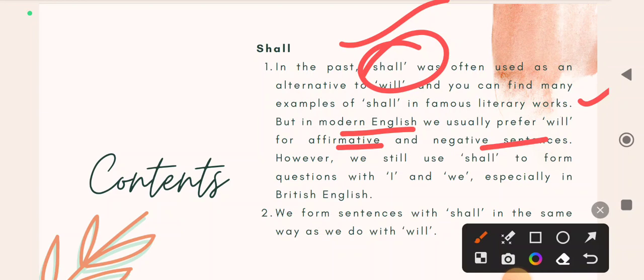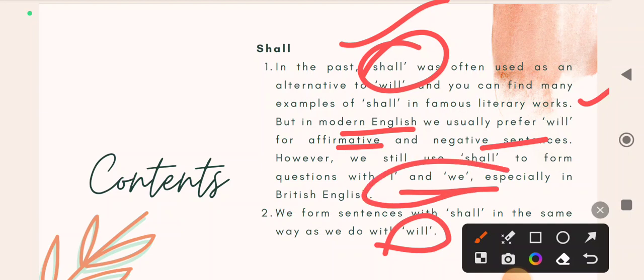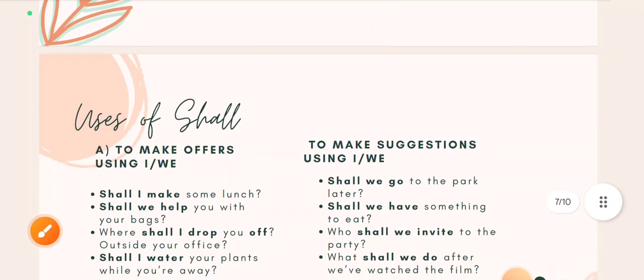However, we still use shall to form questions with I and we. Whenever you form a question and the subject is I or we, you have to use shall, even now. We form sentences with shall in the same way as we do with will. The same pattern you follow when you make a question with will is the same for shall, but the only difference is that you use shall when your subject is I or we. I hope it's clear. Okay, next one.